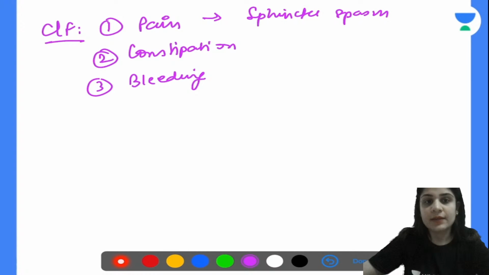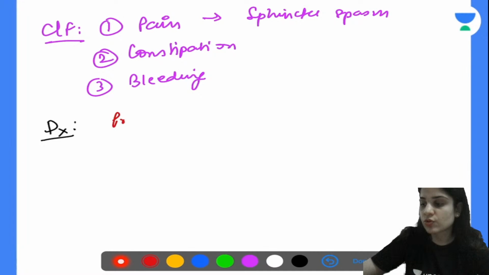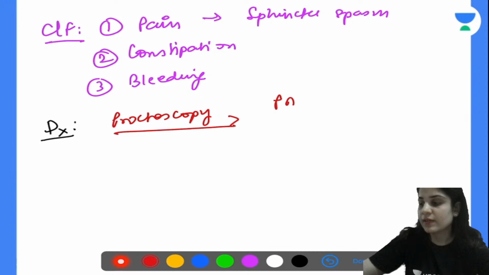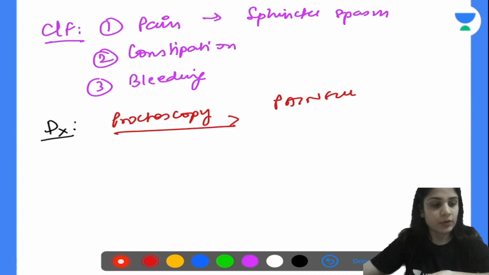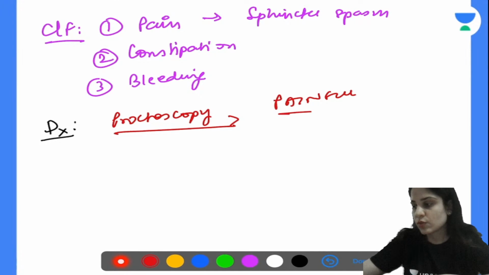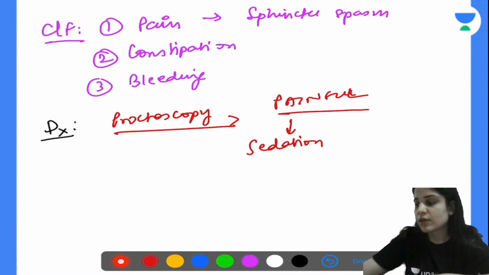Okay, and how will you diagnose this ulcer? For the diagnosis, again, just like we did for hemorrhoids, it's very simple. You require a proctoscopy. But now what is the problem? This is very painful, so the patient will not agree to a proctoscopy. The minute you touch the patient in that area, he will start crying with pain. So what do you have to do over here? You have to give him sedation, or general anesthesia, to carry out the proctoscopy.